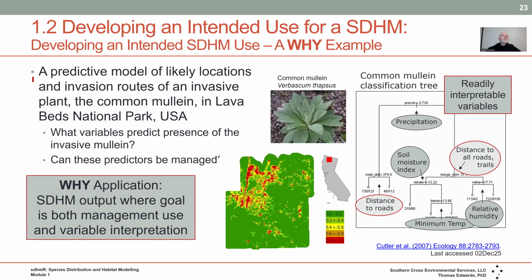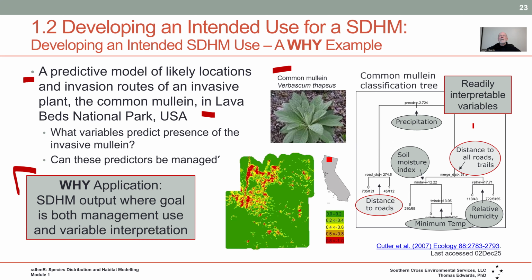Again, some examples. This is a predictive model of likely locations of the routes of an invasive plant, the common mullein, in Lava Beds National Park. So it's a why application because we're using why is it there? Because in this particular case, the National Park Service, in terms of mitigating the impact of this invasive plant species, literally drove down roads with 40 gallons of Roundup on their back to try to locate this particular invasive plant.